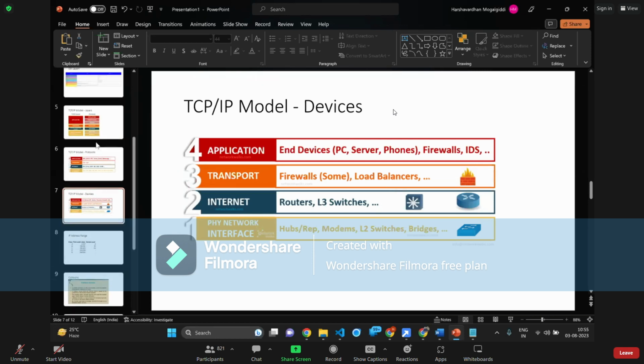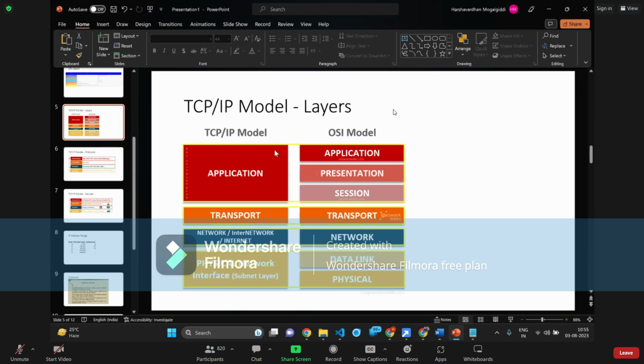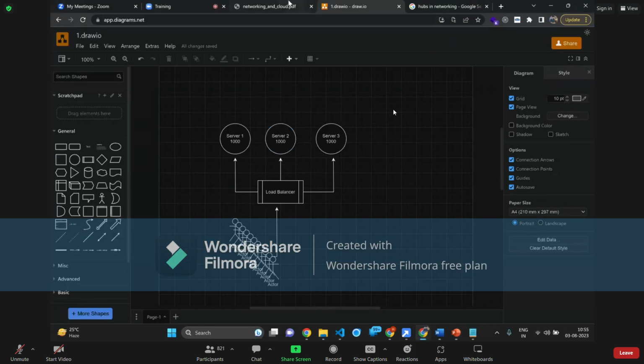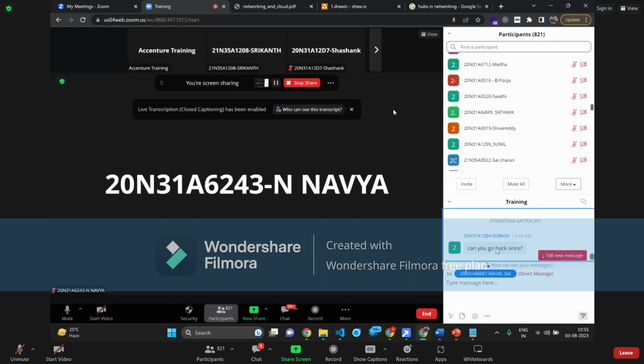Moving further. So guys, is TCP/IP clear? Type a quick yes in the chat, please, if TCP/IP is clear.